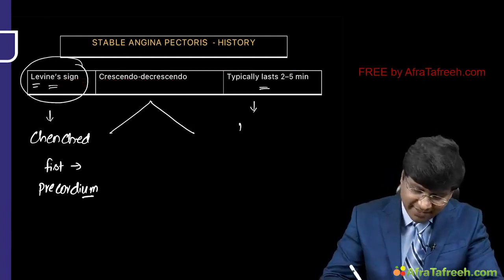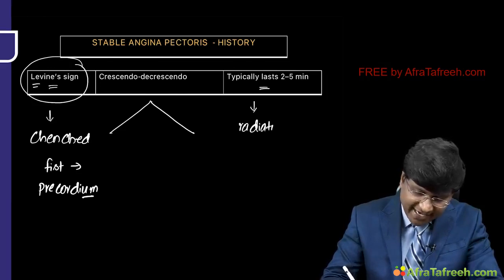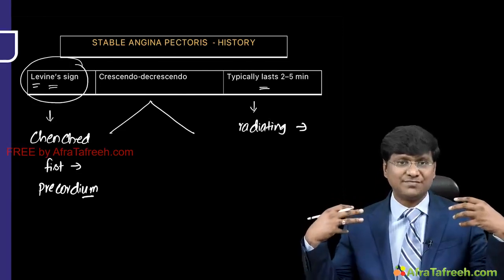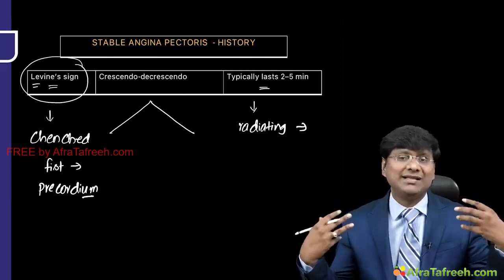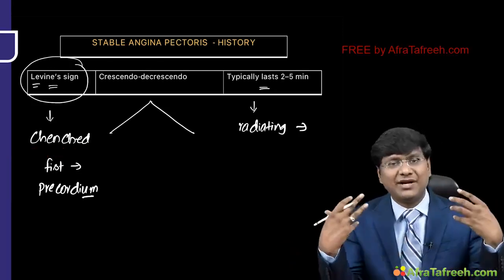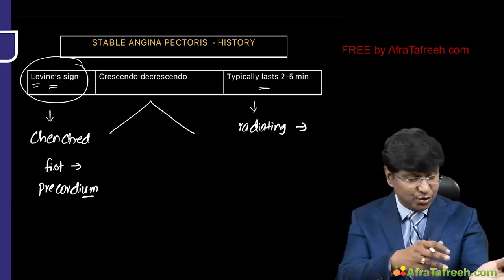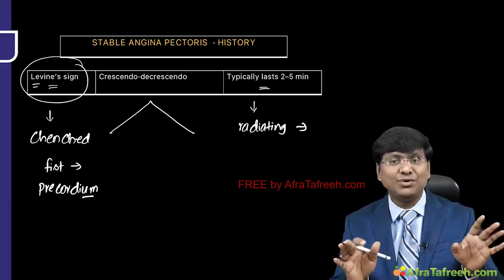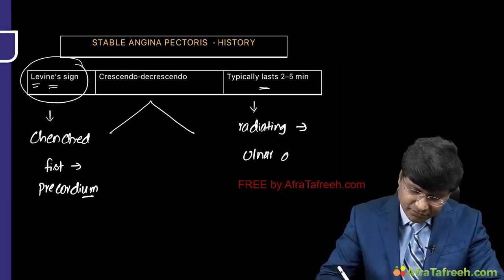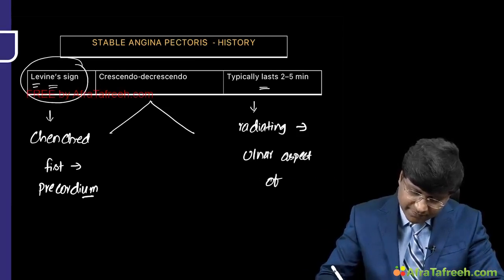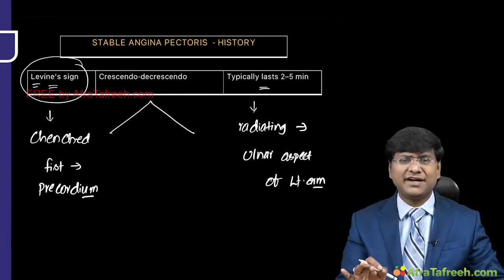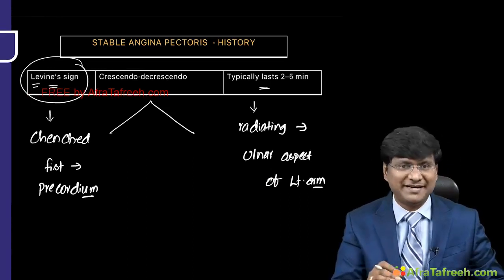And this particular pain, it will be radiating pain. And where it radiates, so it radiates to both the shoulders and it radiates to both the arms, okay? It can radiate to either one shoulder or it can radiate to both the shoulders as well. It can radiate usually to the left arm, but it can radiate even to both the arms as well. So usually it radiates to the ulnar aspect of the left arm. That will be the most common site for radiation. And what is the reason for radiation? Because of same dermatomal pattern, right?